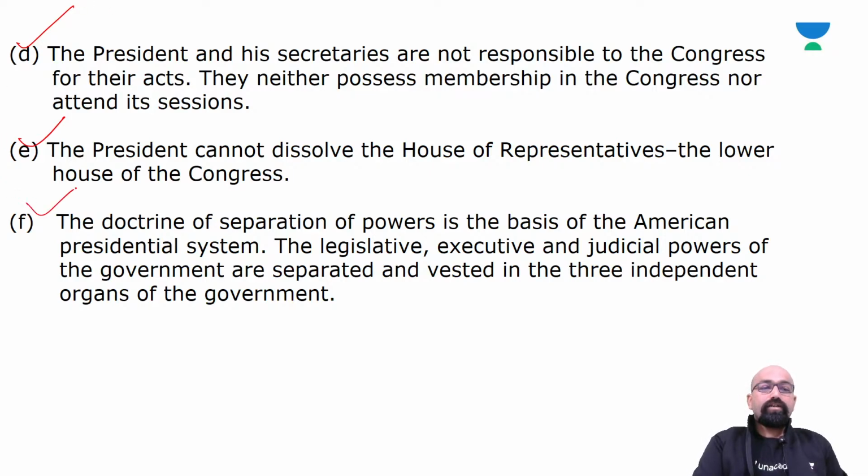Next feature is the doctrine of separation of powers is the basis of the American presidential system. The legislative, executive, and judicial powers of the government are separated and vested in the three independent organs of the government.